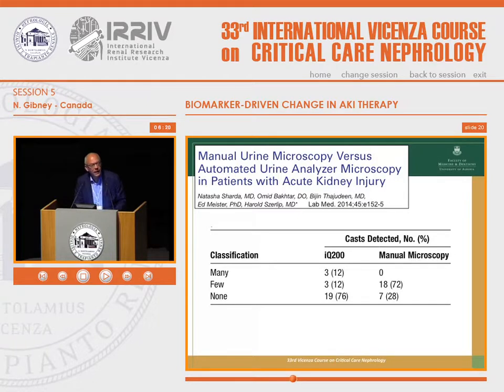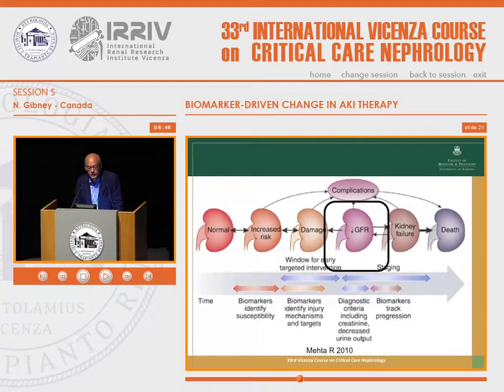The challenge is that it depends very much how it's done and who does it. And if we use automated systems like the IQ200 analyzer, in fact, there's a significant difference between those and those done with expert manual microscopy. And so that's part of the challenge if we want to use urine microscopy. And the challenge is, is there time to sit down, if you have a large ICU, and review a lot of urine microscopy?